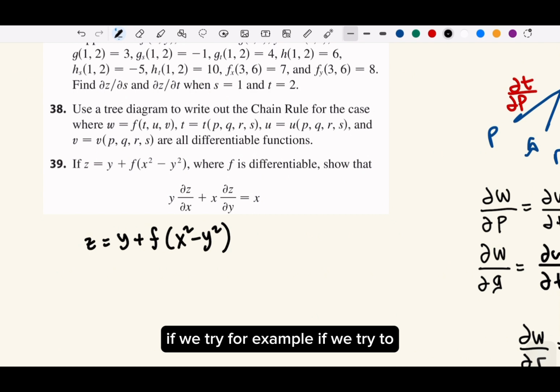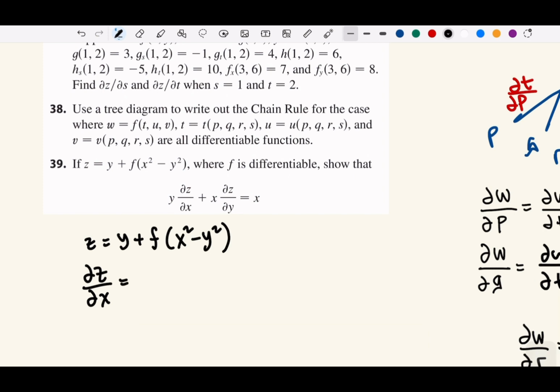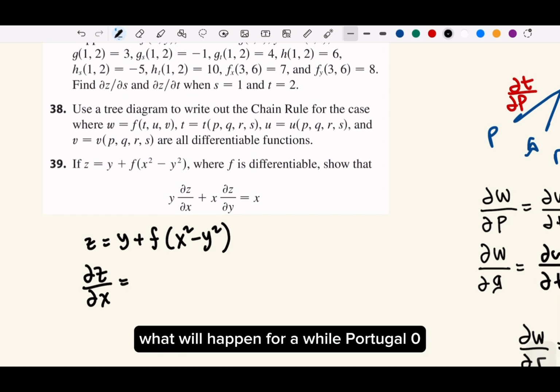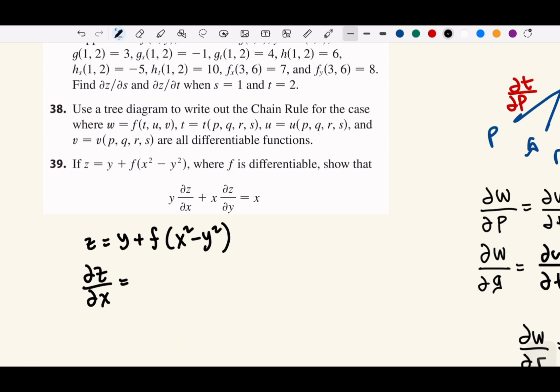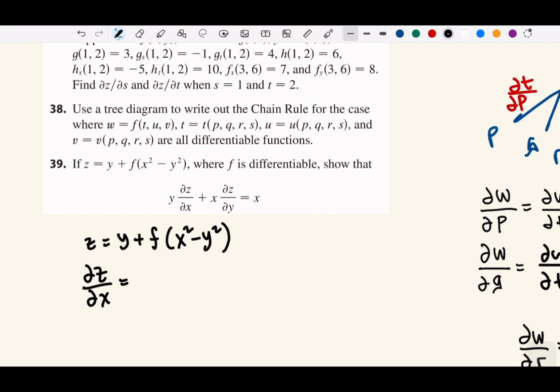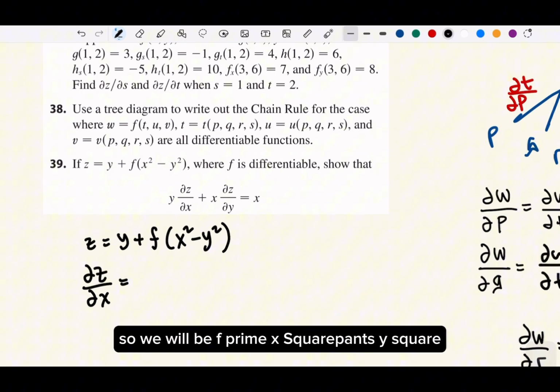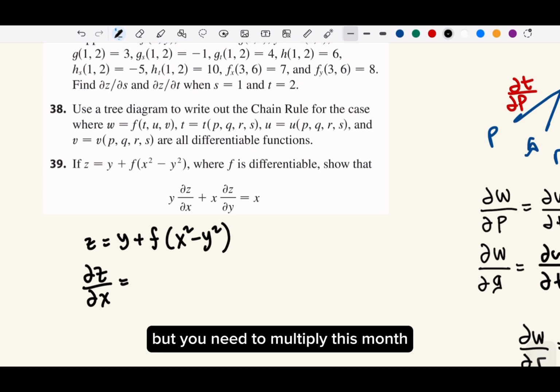If we try, for example, to partially derive this with respect to x, what will happen? For y, the derivative will be 0. But what happened with this? If you have f of x, you derive that, it will be f prime x, right? So think similarly like that. So it will be f prime x squared minus y squared. But you need to multiply with what?